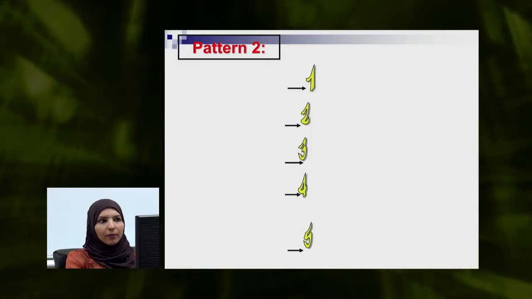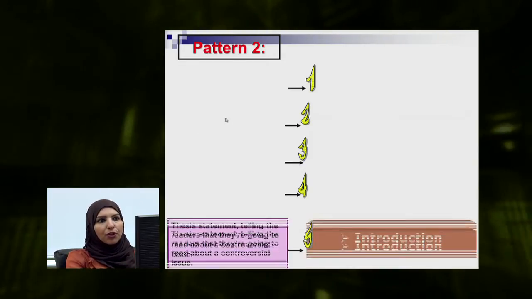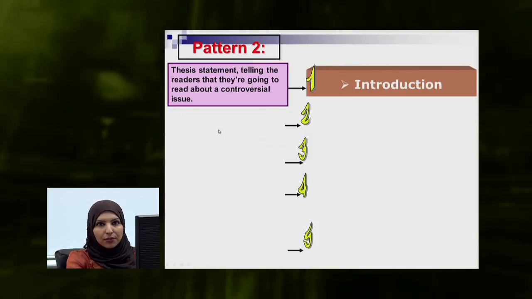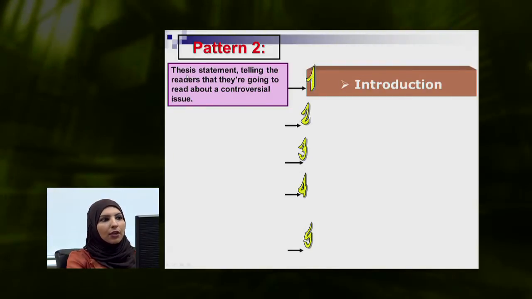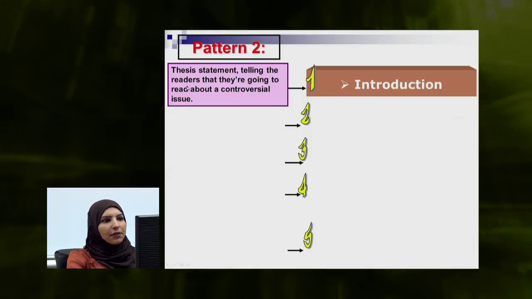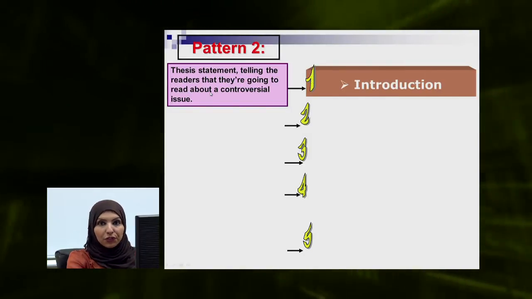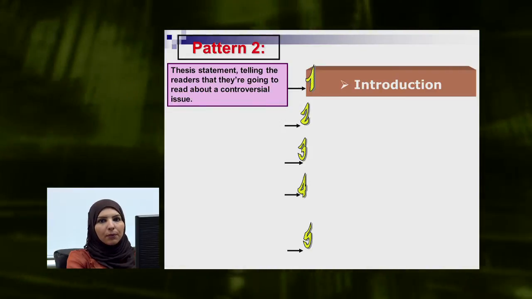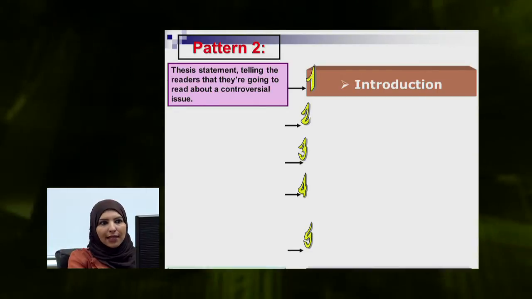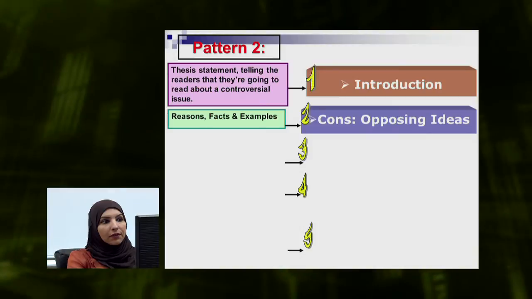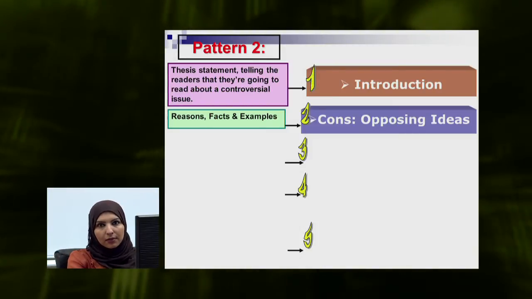Now, let's look at pattern 2. For pattern 2, you're going to start with an introduction. And as we said previously, in your introduction, you're going to write your thesis statement, telling the readers that they're going to read about a controversial issue, which means there are people who are for the issue while there are others who are opposing it. In your second paragraph, you are going to write about the cons or the opposing ideas, and you are going to support the opposing ideas, giving reasons, facts, and examples.